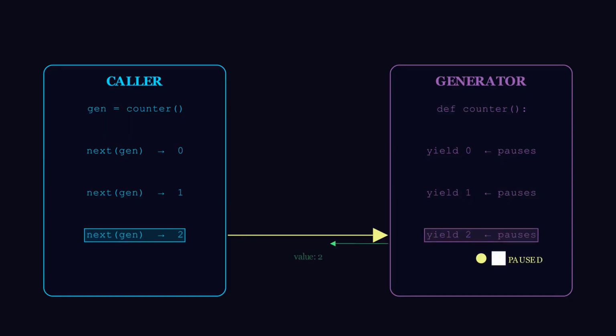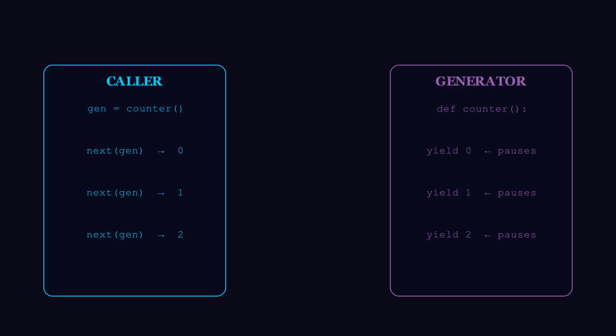This pause and resume is the magic. The function remembers its entire state between calls. Local variables, the position in the loop, all preserved. No regular function can do this.